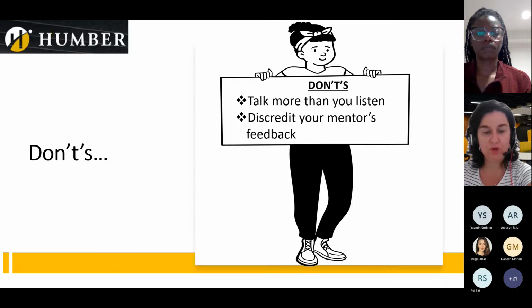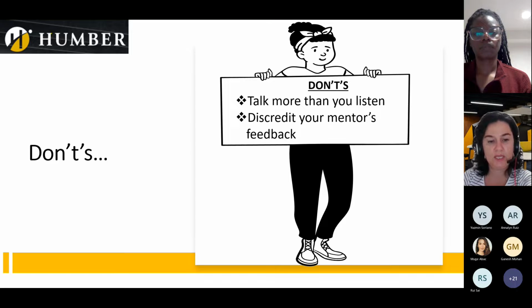Now, some of the don'ts of mentorship. Don't talk more than you listen, of course, within reason. Having a mentor isn't an opportunity to vent all your frustrations. Communication is key to working together and is a two-way channel. So lead the conversation by sharing your needs and challenges, but keep it professional. Do not mix any personal issues into your career development, and listen carefully to your mentor's advice.